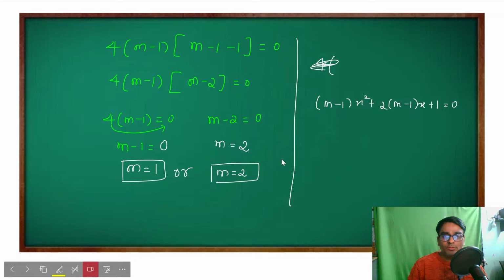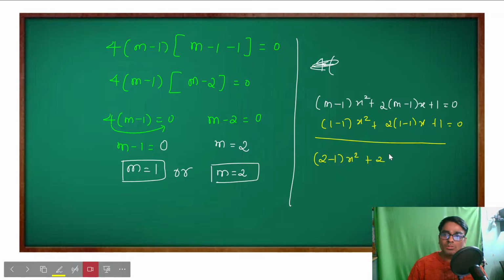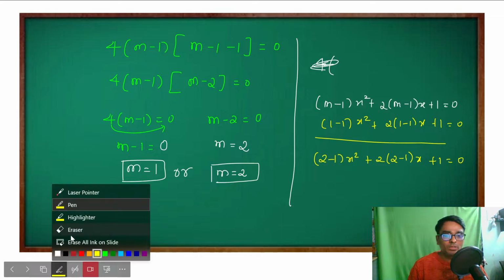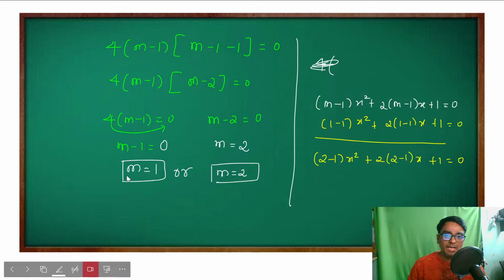See, if you put 1, what will happen? (1 minus 1) x square plus (2 into 1 minus 1) x plus 1 equal to 0. If you put 2, what will happen? (2 minus 1) x square plus (2 into 2 minus 1) x plus 1 equal to 0. Now what should happen? LHS should be equal to RHS. Then that is the valid answer out of these two.